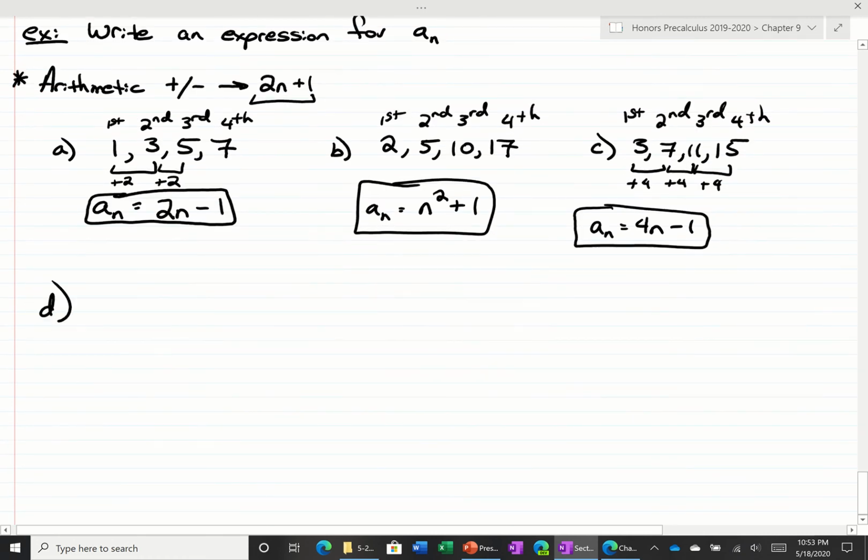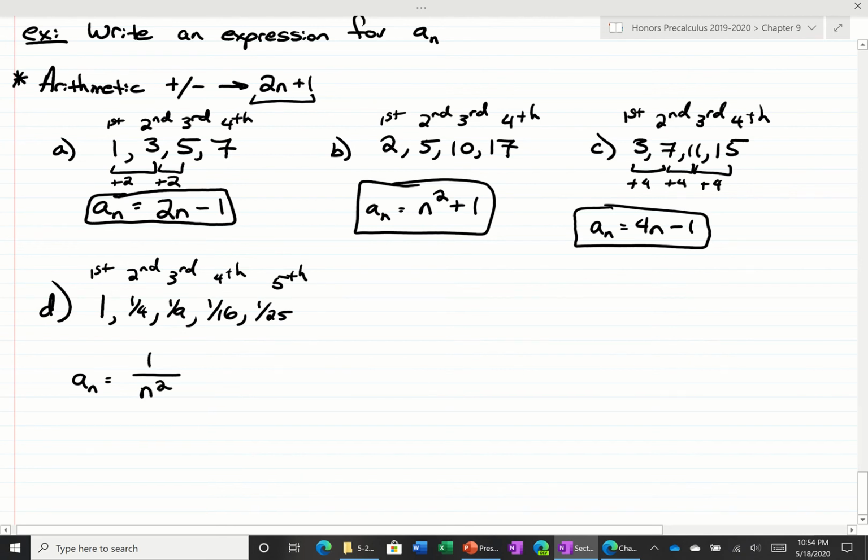How about D. We'll have 1, 1/4, 1/9, 1/16, and 1/25 for the first, second, third, fourth, and fifth term. Well, it looks like the top is always 1. And it looks like the bottom, well, I know 2 squared is 4, 3 squared is 9, 4 squared is 16. So 1 over n squared would be the answer for this.